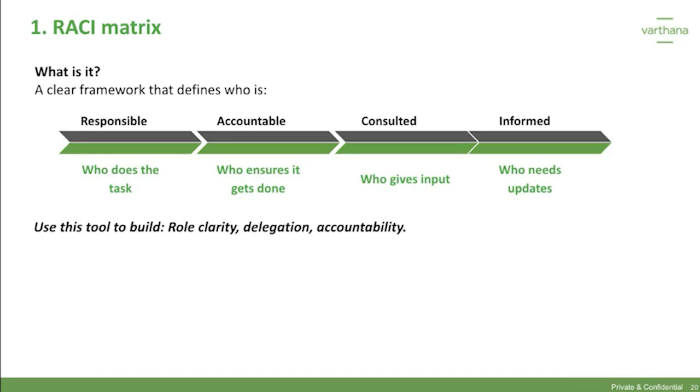Next, accountable, who ensures that the task gets done properly. Consulted, who gives inputs or feedback, what is right, what is wrong, what goes well. And informed, who needs to be updated on progress, where we have reached till now. We have to inform that person.